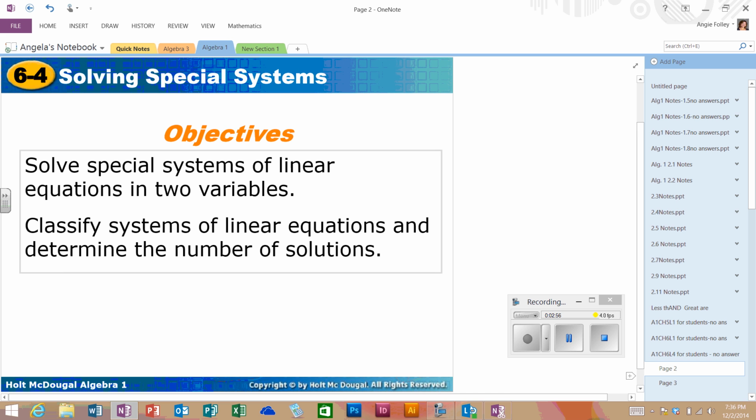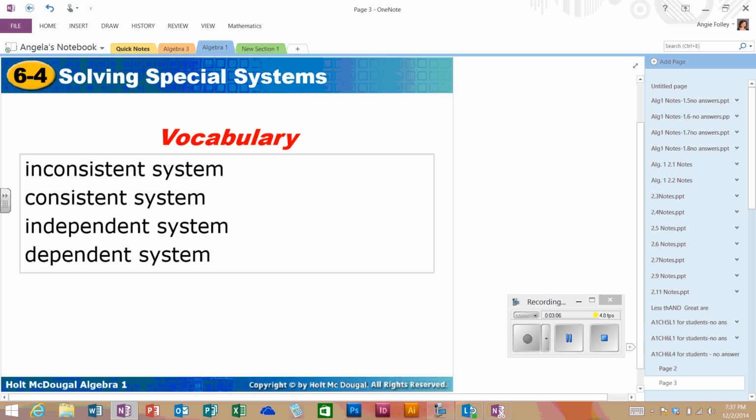All right, so today, though, for this lesson, we're going to look at solving systems with two variables, and then how to tell if we get a different answer than what we normally expect, how to classify those types of solutions. So we're going to hear the words inconsistent and consistent system, and we're also going to hear the words dependent and independent system.